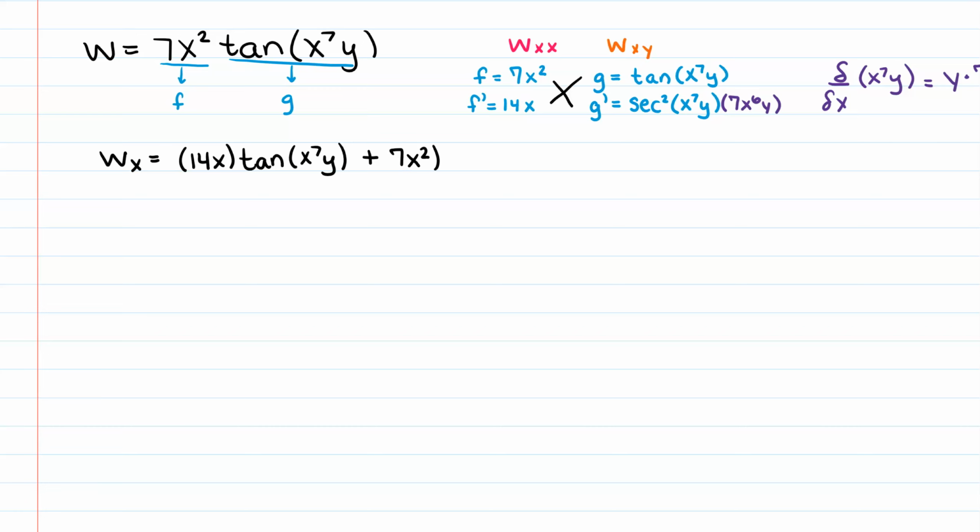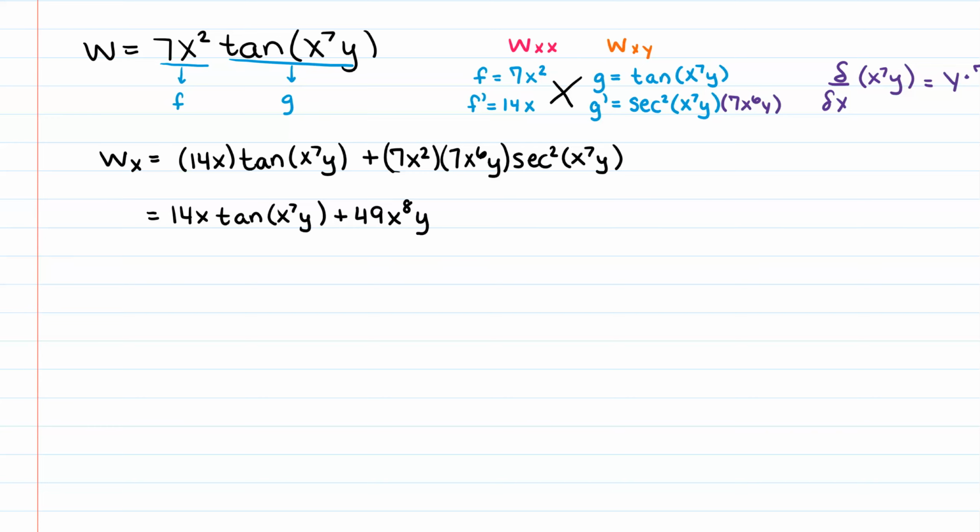7x squared, that's my f, and then my g prime was 7x to the 6th y secant squared of x to the 7th y. And I can clean it up a little bit, but I've done all my calculus. So I've got 14x tangent of x to the 7th y plus, let's see, 7 times 7 is 49, x to the 2 plus 6 is 8, and then y, secant squared of x to the 7th y.